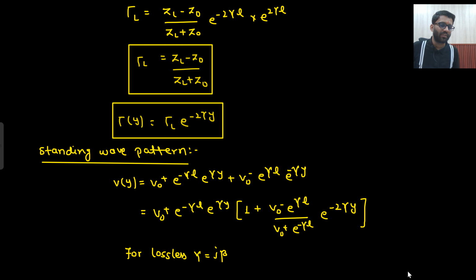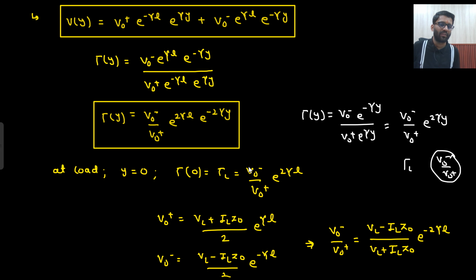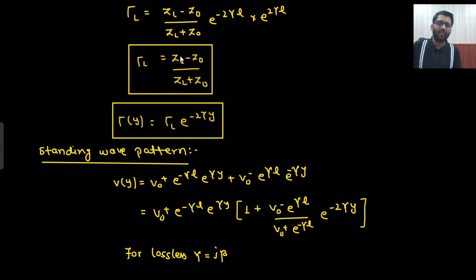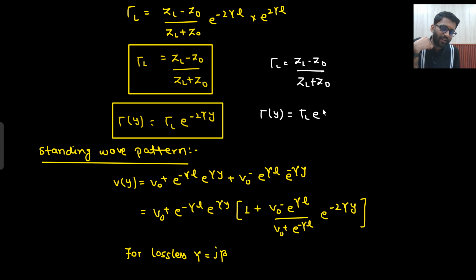So this is the gamma y expression you are getting. What expression you are getting? Gamma y is equal to gamma L e to the power minus 2 gamma y, where gamma L is equal to ZL minus Z0 upon ZL plus Z0. Were we getting the same expression? Yes. What was our gamma L? Our gamma L was ZL minus Z0 upon ZL plus Z0. And what was our gamma y? Our gamma y was gamma L e to the power minus 2 gamma y only.